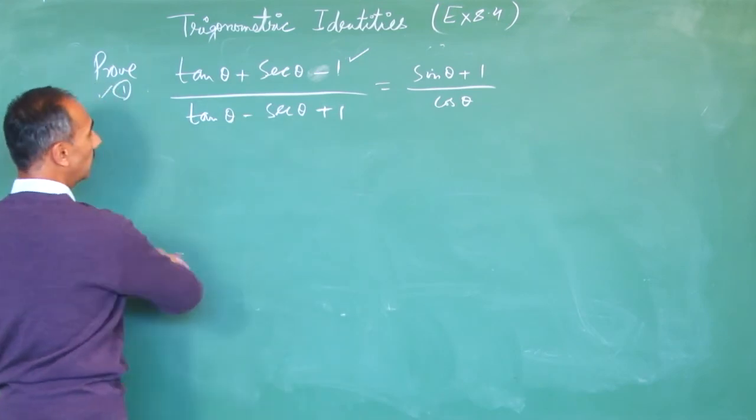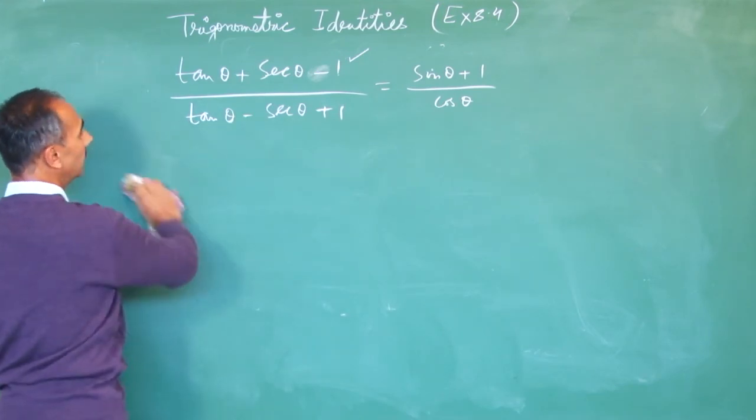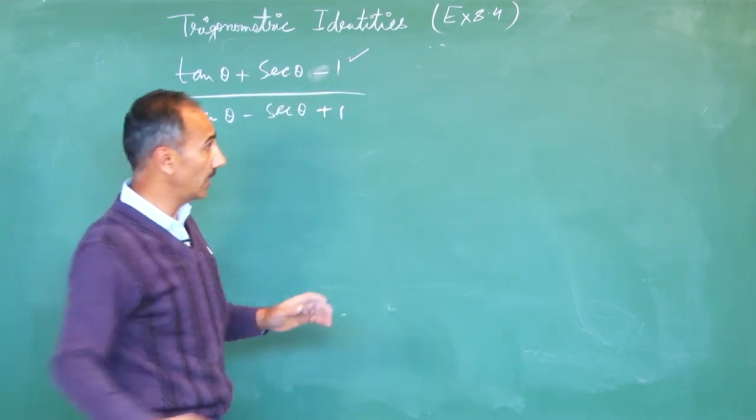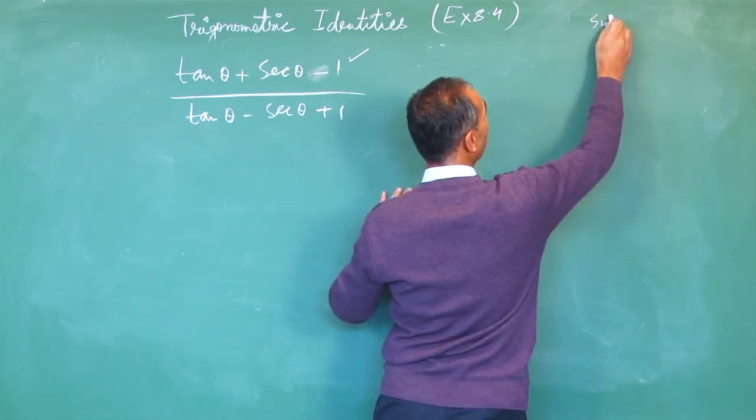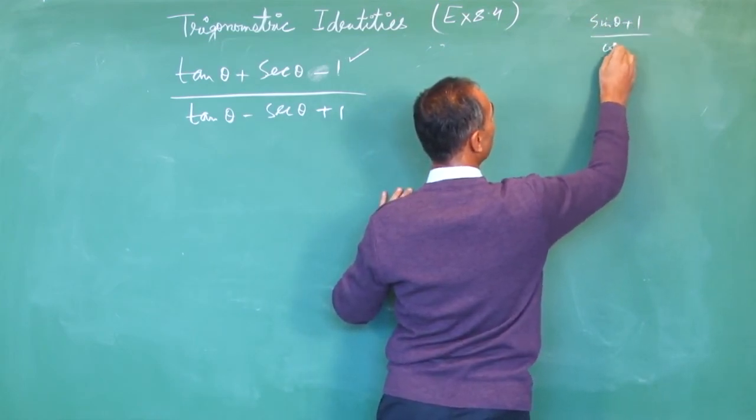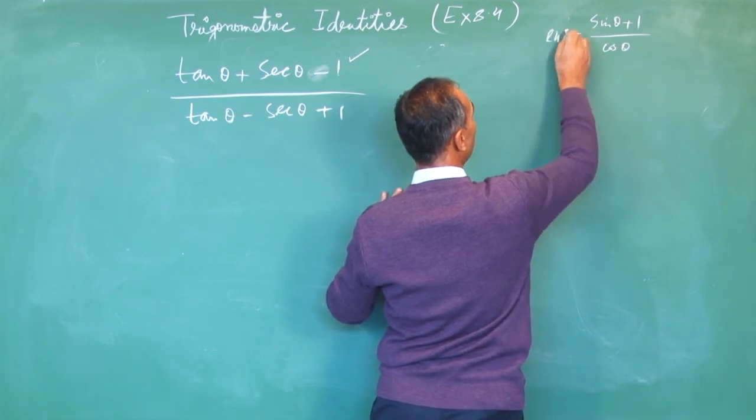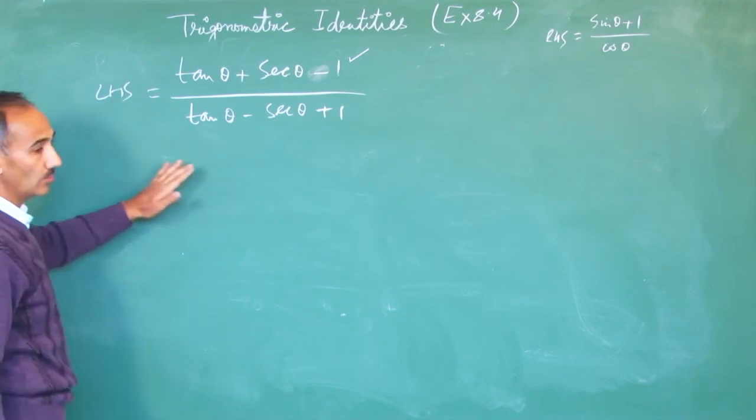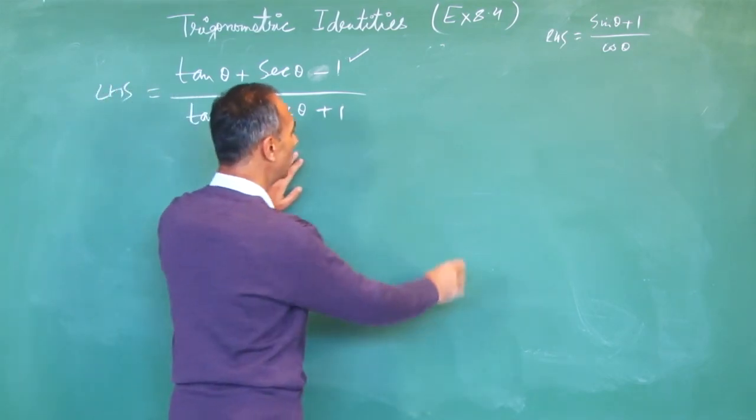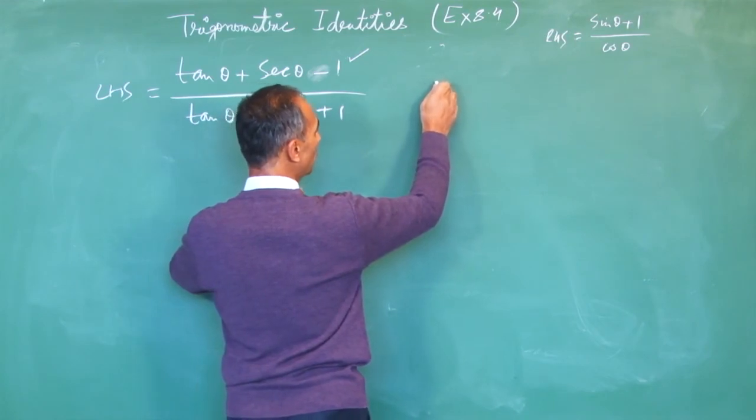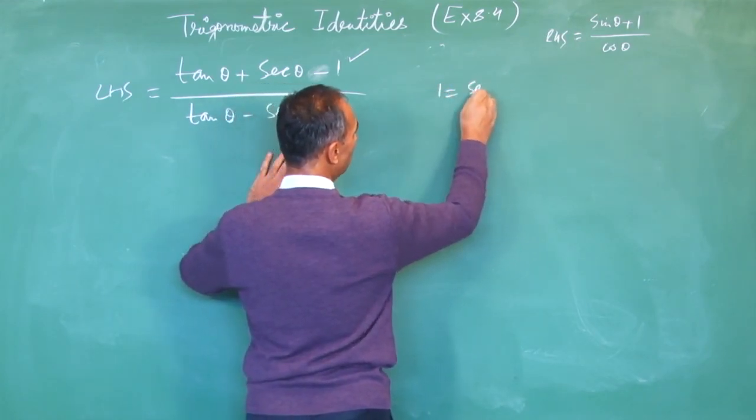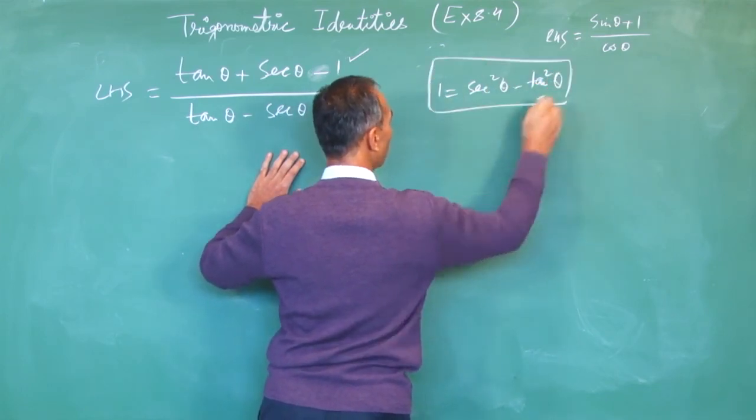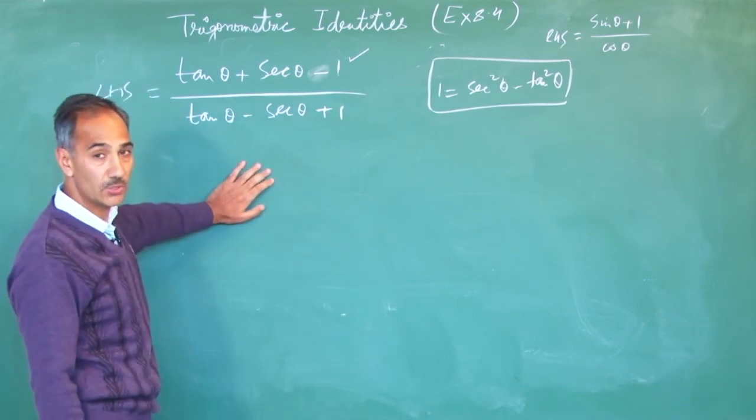Now what we are going to do, we are going to express that minus 1 in terms of the appropriate identity. So this is my left hand side and my right hand side is sine theta plus 1 upon cos theta. This is my right hand side. I will take the left hand side. I said express minus 1 in terms of the appropriate T identity. My dear friends, 1 plus tan square is secant square. So 1 is secant square theta minus tan square theta. This result we are going to use. 1 is secant square minus tan square.